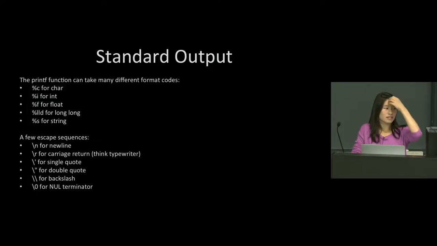So the question is, what's the difference between \n and \r? I think \r just returns to the beginning of the line without actually going to a new line. So if you print a \r, you go back to the beginning of the line, and then if you print more stuff, you overwrite the stuff that's already on this line. Whereas \n actually goes to a new line. Cool.